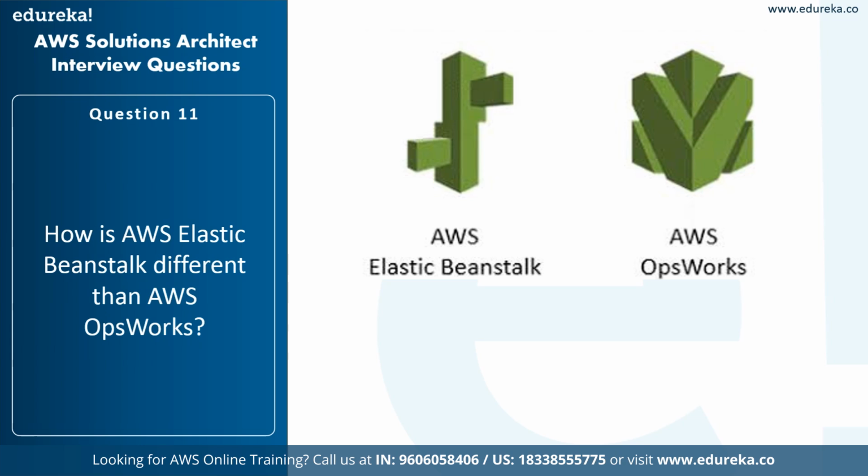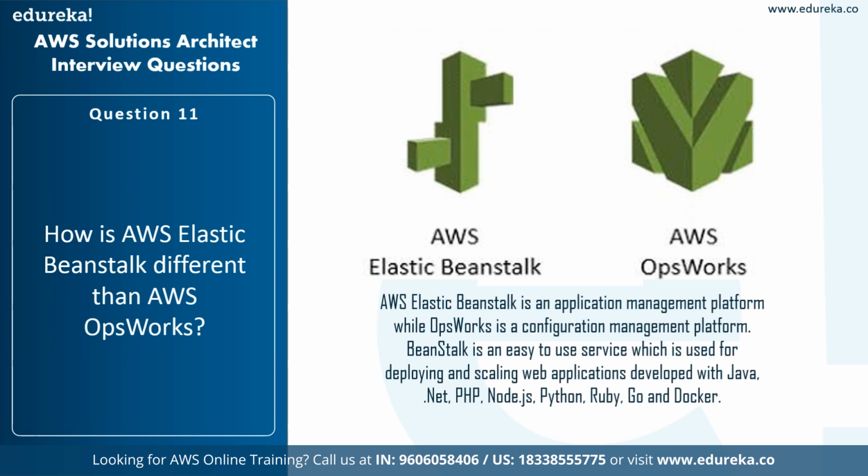than AWS OpsWorks? Now, AWS Elastic Beanstalk is an application management platform, while OpsWorks is a configuration management platform. Beanstalk is an easy-to-use service which is used for deploying and scaling web applications developed with Java, .NET, PHP, Node.js, Python, Ruby, Go, and Docker. Customers upload their code and Elastic Beanstalk automatically handles the deployment. The application will be ready to use without any infrastructure or resource configuration.